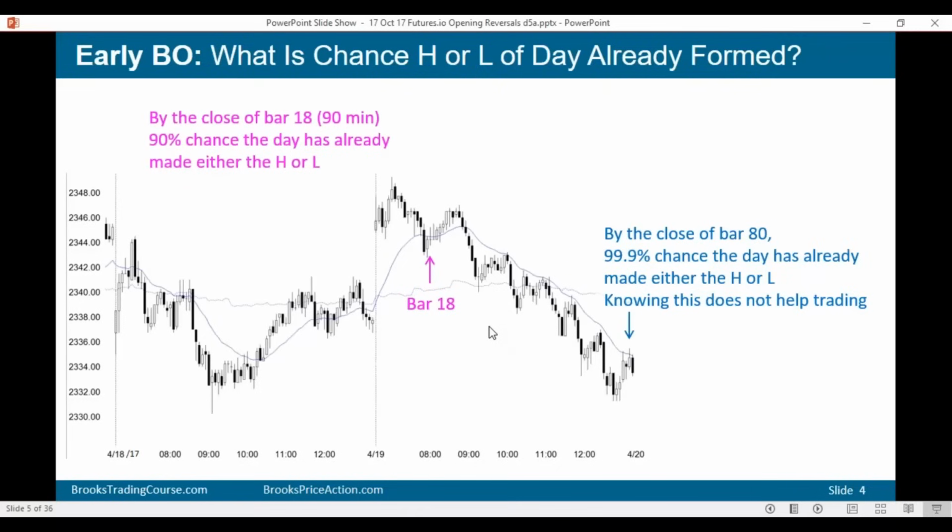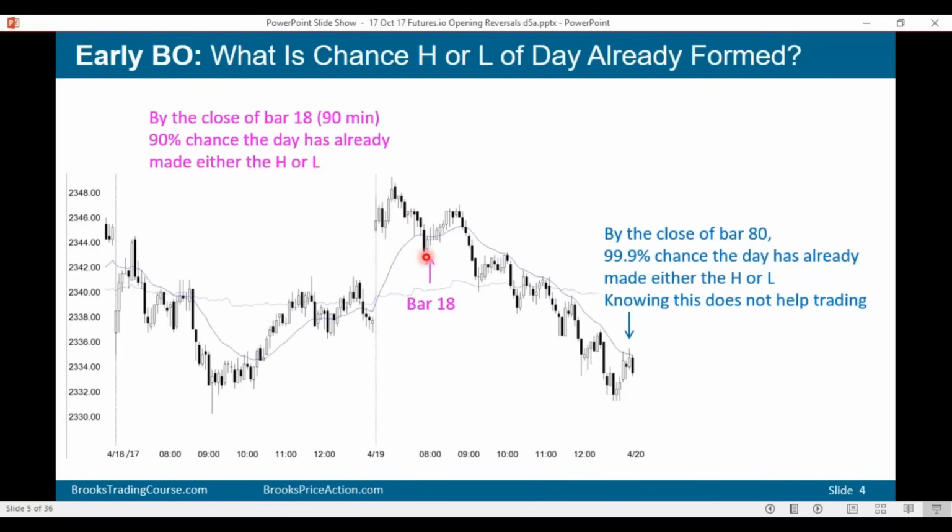However, knowing something about when a 90% chance of the high or low of the day has taken place is useful as a trader. And by the 18th bar of the day, there's a 90% chance that either the low of the first 18 bars will remain the low of the day, or the high of the first 18 bars will remain the high of the day. And that does help you as a trader.